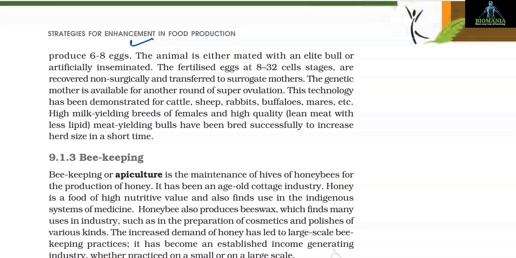The fertilized eggs at 8 to 32 cells stage are recovered non-surgically and transferred to surrogate mothers. The genetic mother is available for another round of superovulation. This technology has been demonstrated for cattle, sheep, rabbits, buffaloes, mares, etc. High milk yielding breeds of females and high quality, that is lean meat with less lipid, meat yielding bulls have been bred successfully to increase herd size in a short time.